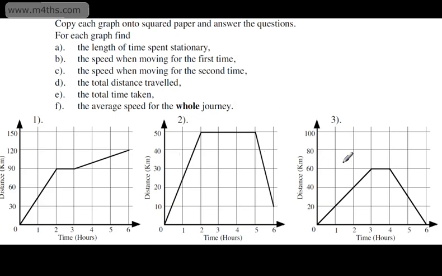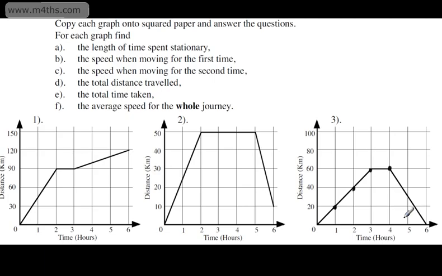Okay, let's do this one quickly. The length of time spent stationary, that's 1 hour. The speed when moving for the first time, if we pick any of these points, look at that point, 20 over 1, 40 over 2. So we could say, or even taking this point, 60 over 3, 20 kilometres an hour. If we look at this one right here, we've got 60 kilometres, and that took us 2 hours. So 60 divided by 2 is 30 kilometres an hour.